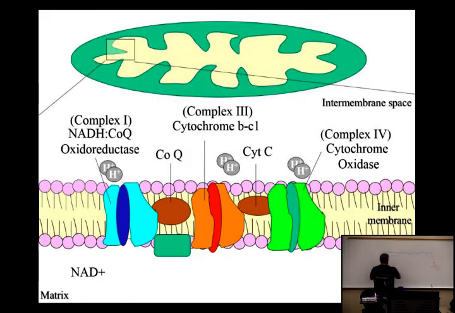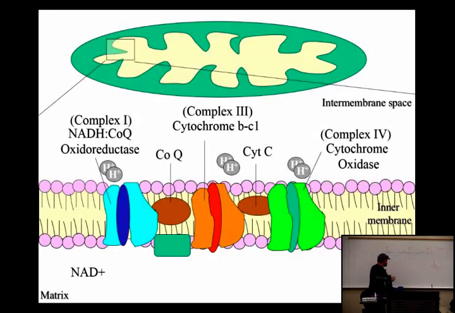All right, so 2 electrons go through here. How many protons do you think would be attracted to 2 negatively charged electrons? 2. And so that would be right. So 2 protons get pumped out through complex 1. 2 protons get pumped out through complex 3. 2 protons get pumped out through complex 4. So for every NADH, we pump 6 protons.